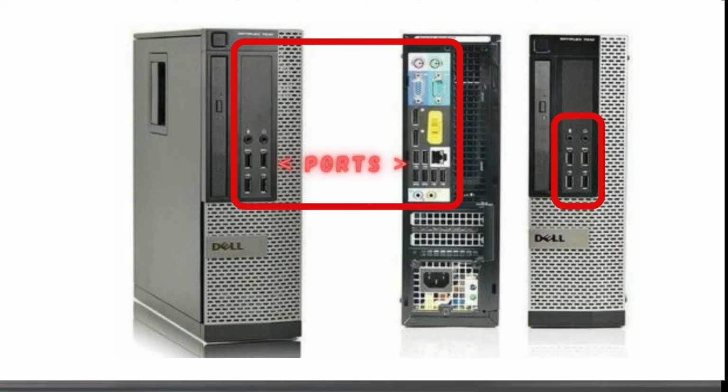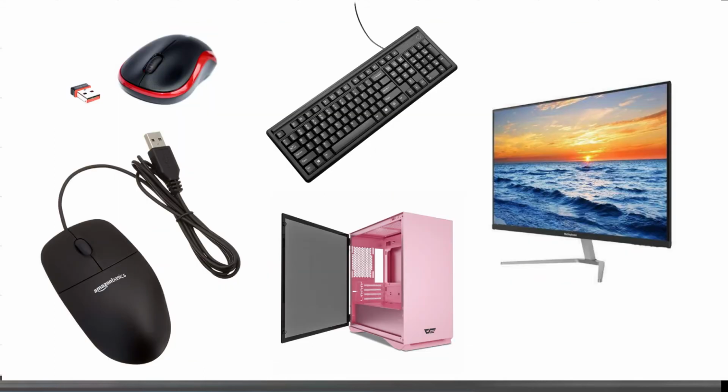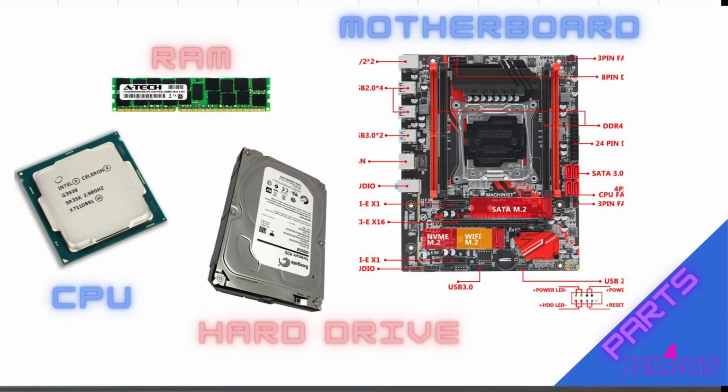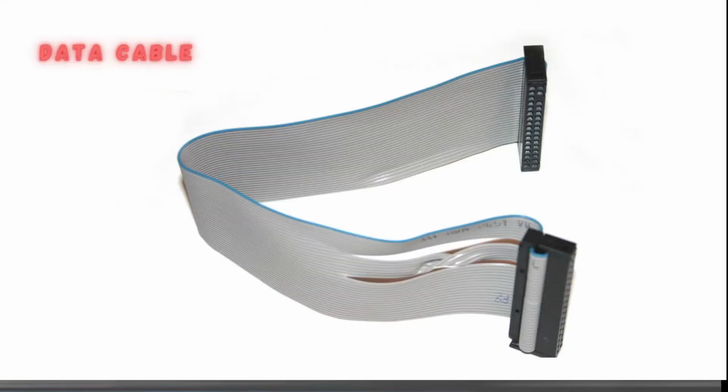Data becomes information. To have a computer, you need at least 4 components: mouse, keyboard, monitor, and the case. Inside of that case, you need at least 4 of those parts: motherboard, CPUs, RAM, and the hard drive. All of those cables inside of that case are called data cables.